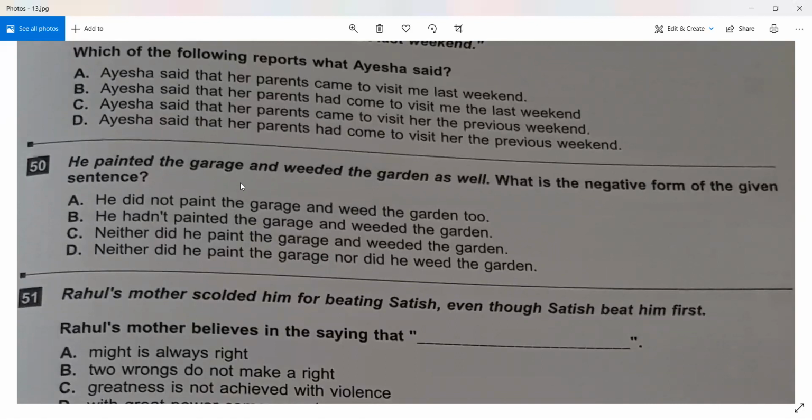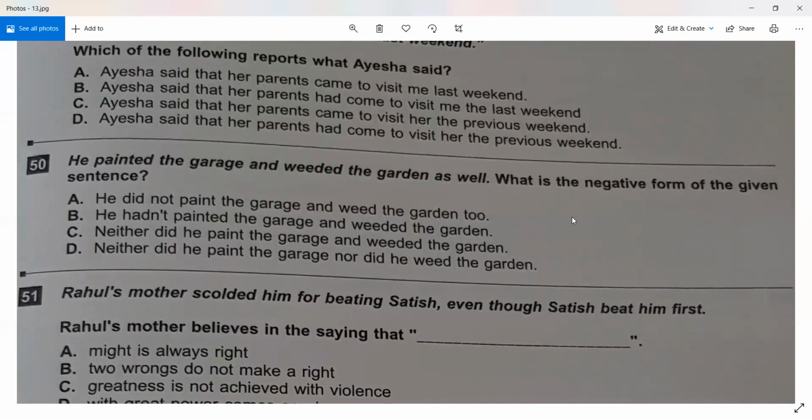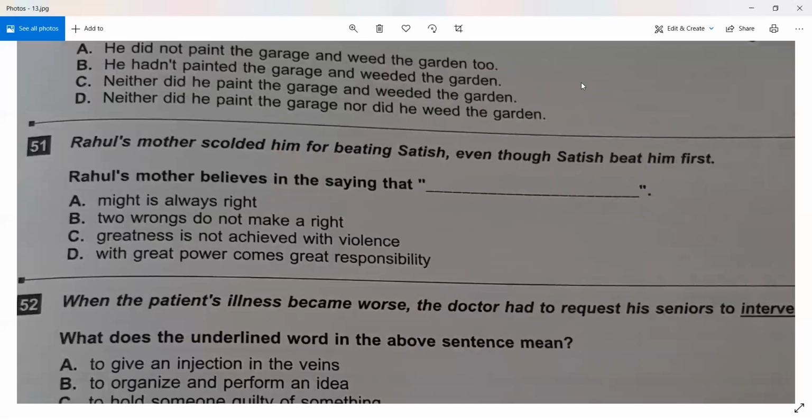We painted the garage and we did the garden as well. What is the negative form of the given sentence? Negative means not is added. Not is added. A combination, neither nor, because two tasks are mentioned. Identify the situation and then select.